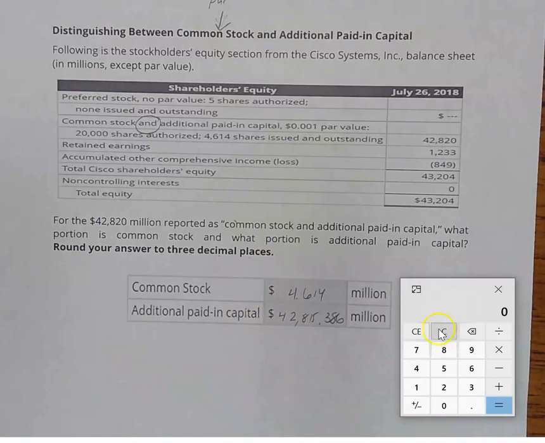Anyway, I hope that helps make the distinction between what we call common stock and additional paid-in capital. Again, we could do this with either the class of stock known as common stock, or we could also do this with preferred stock.